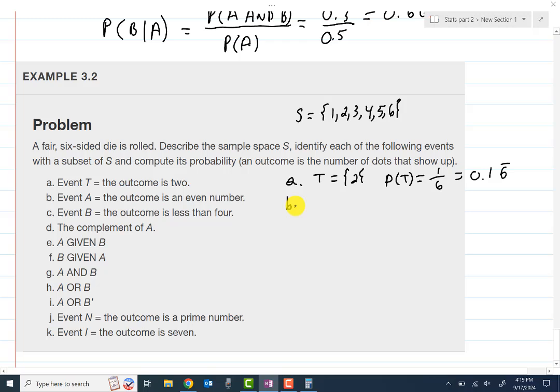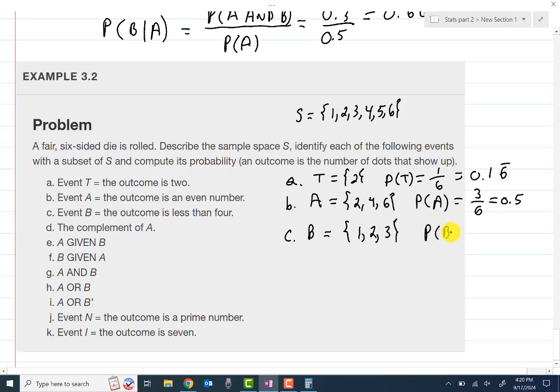A, the outcome is an even number. So this here, the event then, is 2, 4, or 6. And its probability is 3 out of 6, or 0.5. I'll give myself a little more room. B, the event is that we know that it's less than 4. Less than means 4 is not permitted. We have to pick numbers that are smaller than 4. So we have 1, 2, and 3. The probability of B is also 3 out of 6, or 0.5.